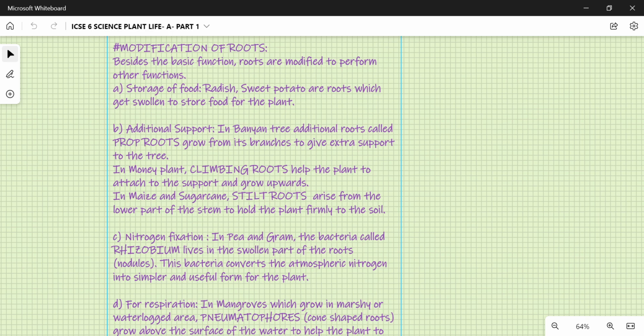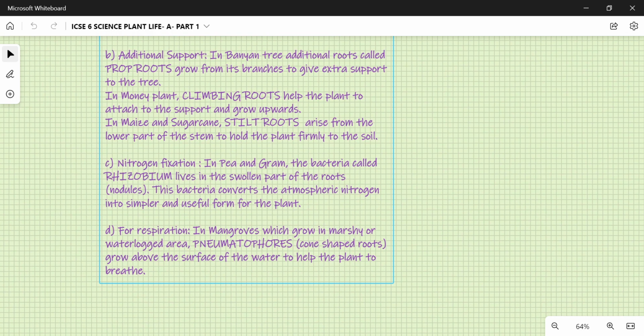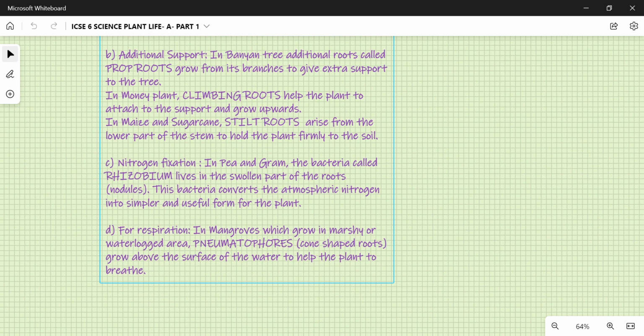The second is additional support. Like in a banyan tree, you know it's a big tree, it needs additional roots which we call prop roots. They grow from the branches. What they do is they give extra support to the branches of this big tree.